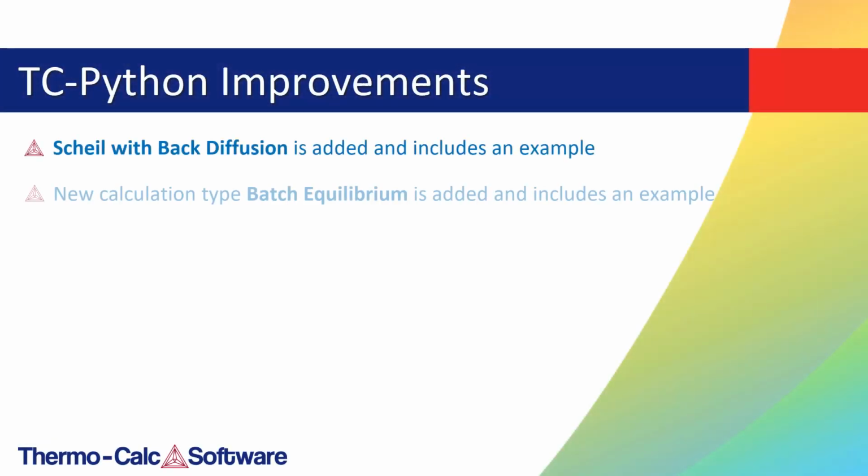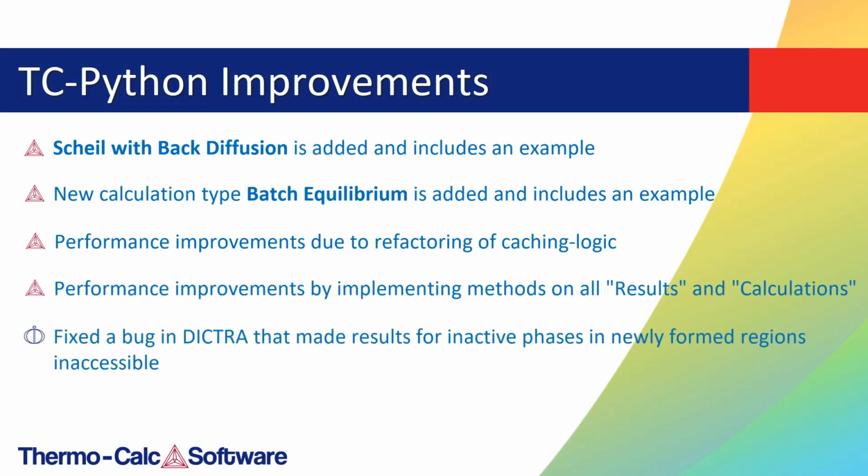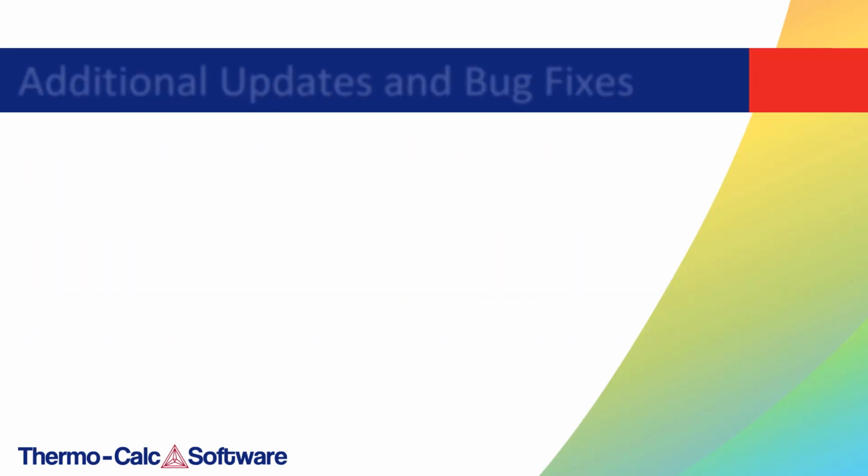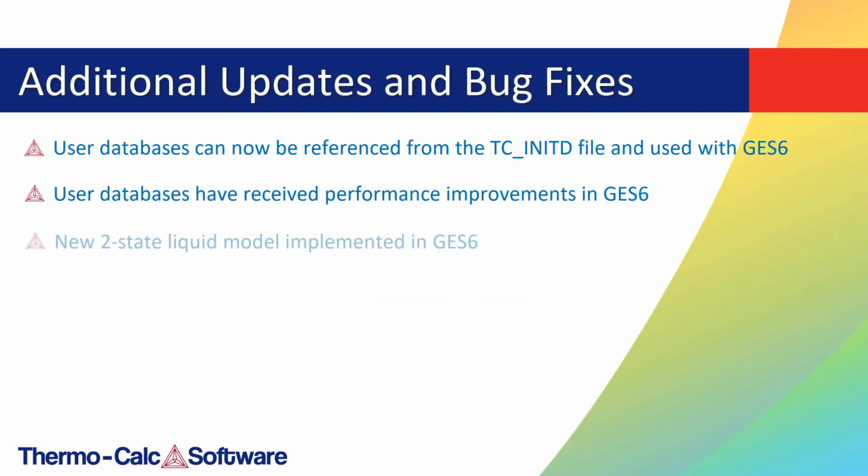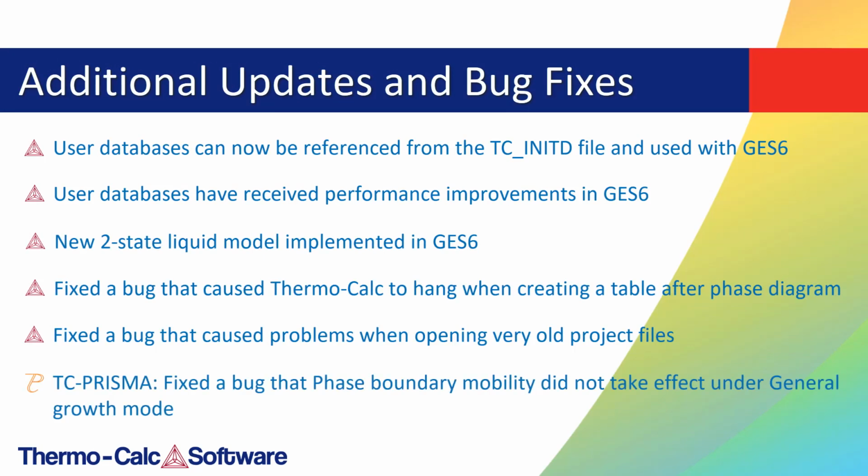TC Python has also received performance improvements related to caching logic and managing state files. Several other bug fixes and improvements have been implemented based on user feedback. The Thermo-Calc 2020A release includes many additional improvements and bug fixes. Read about all of these in the release notes available on our website.